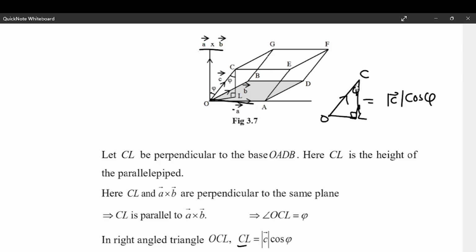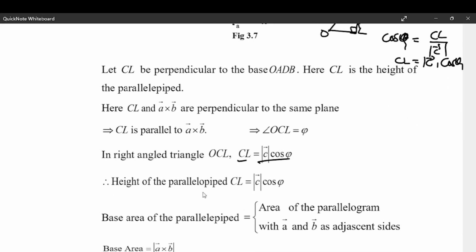Why are we saying that? From the concept of trigonometry in the right triangle, we are saying that cos phi equals CL over the magnitude of C. For that matter, if you want to find CL, then CL will be equal to magnitude of C times the cos of phi, and that is what we have here. Moreover, the height of the parallelepiped CL is equal to this.